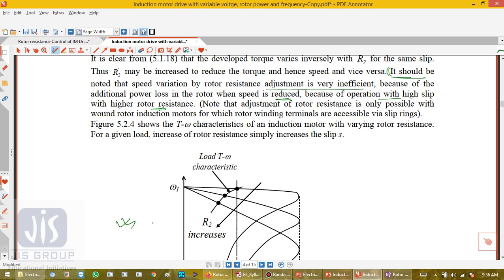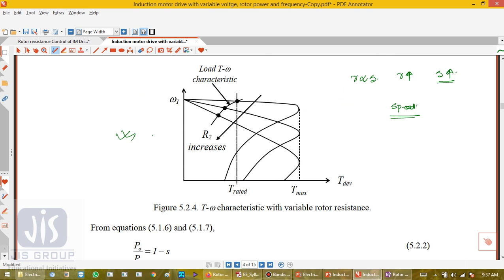So, which I have just discussed now, at constant torque R is proportional to S. So as the R value is increasing, the slip value at which the maximum torque occurs is increasing. That is why it is mentioned high slip with high rotor resistance, and as the slip increases we have seen that speed is also reducing. So there is a huge power loss. So that's why this is a very inefficient method.